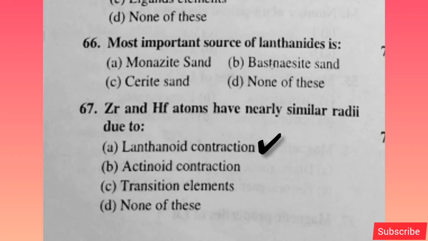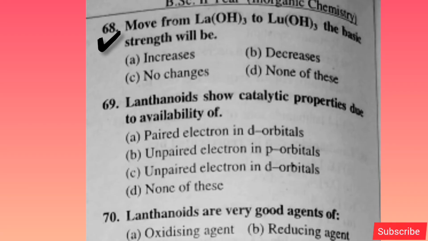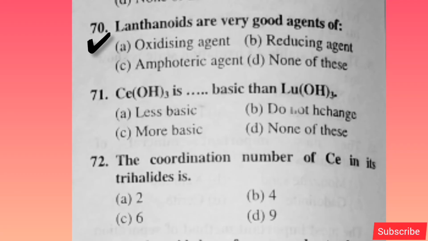Option A is correct. Moving from La(OH)3 to Lu(OH)3, the basic strength decreases. Option B is correct. Lanthanides show catalytic property due to availability of. Option C is correct. Lanthanides are very good agents of. Option B is correct. Lanthanides are reducing agents. Ce(OH)3 is more basic than Lu(OH)3.